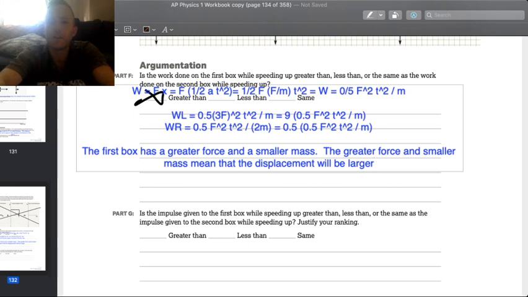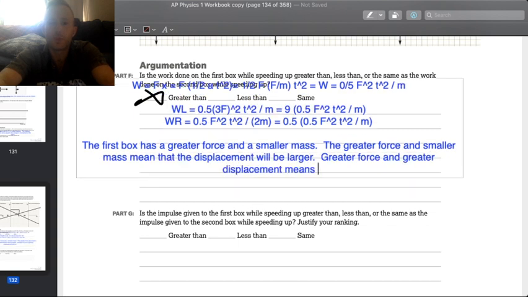Greater force and greater displacement means the work will be larger, because the formula for work is force times displacement.